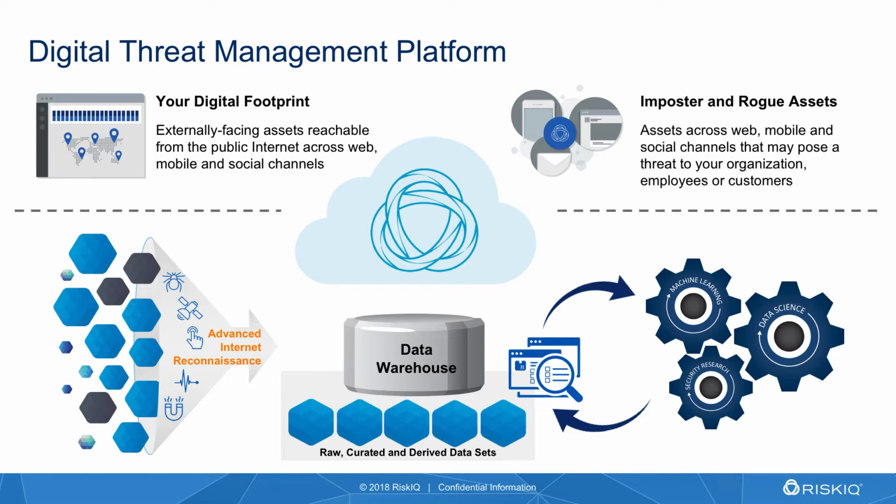You can see here in the center of the slide, we have our RiskIQ logo in the side of a cloud. All of our solutions are SaaS-based. In the top left-hand corner, we have our digital footprint. So these are all of our externally facing assets reachable from the public internet across the web, mobile, and social channels. To the right of that, we have our imposter and rogue assets. So these are assets across the same web, mobile, and social channels, but these may pose a threat to your organization, employees, or customers.